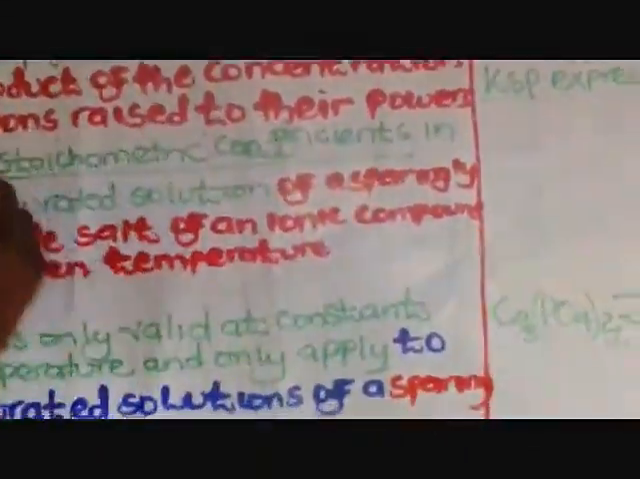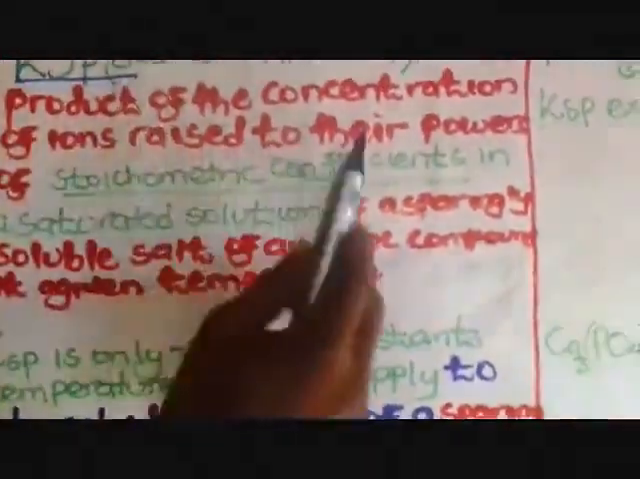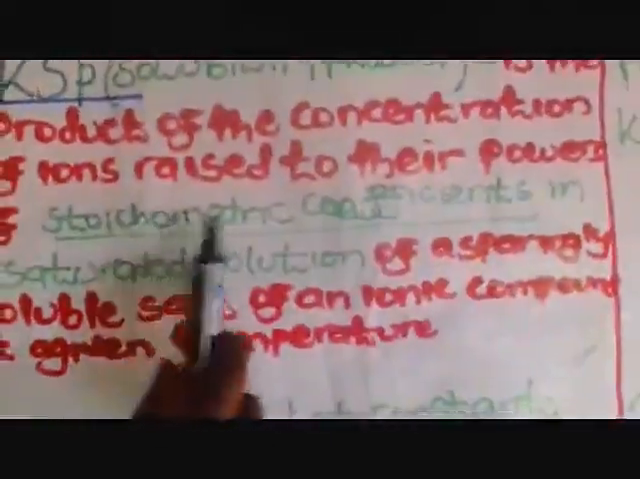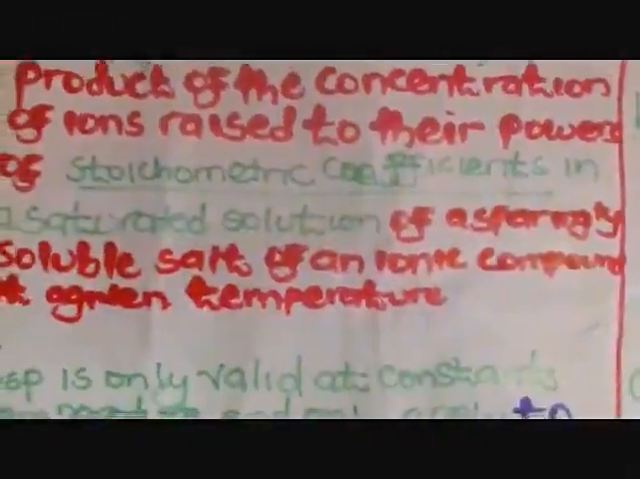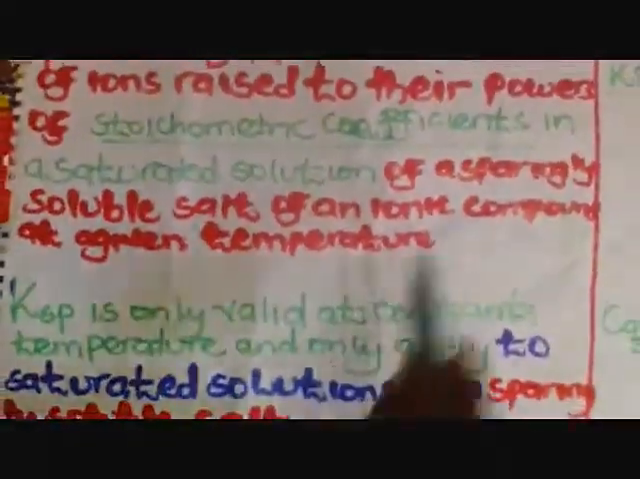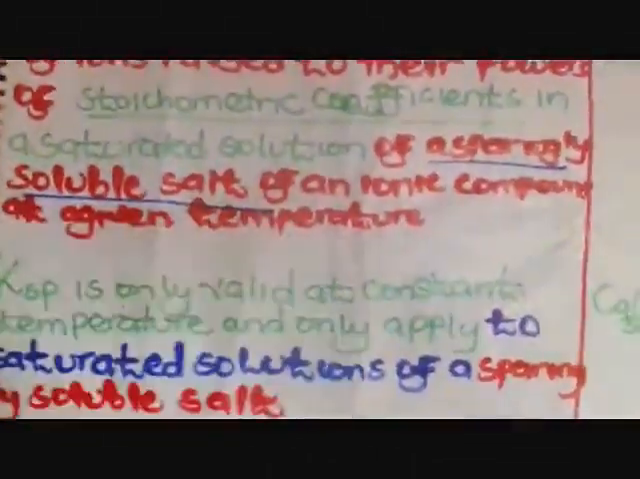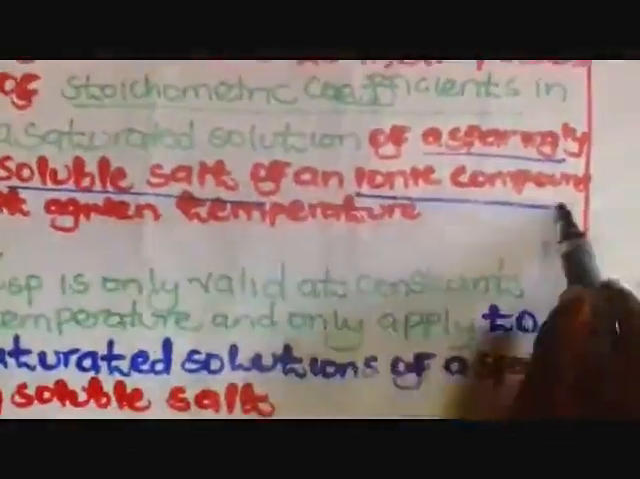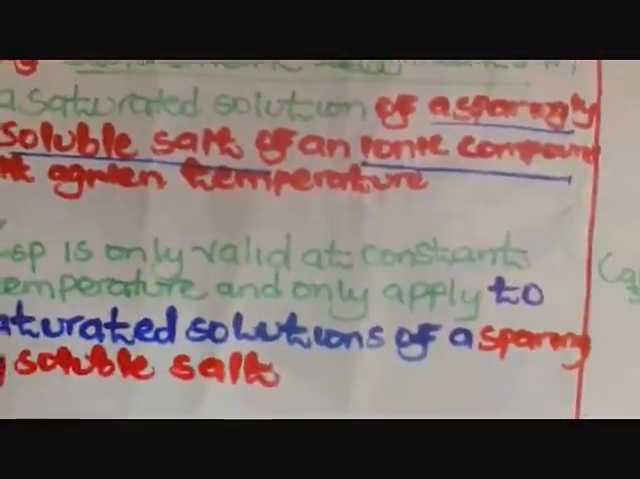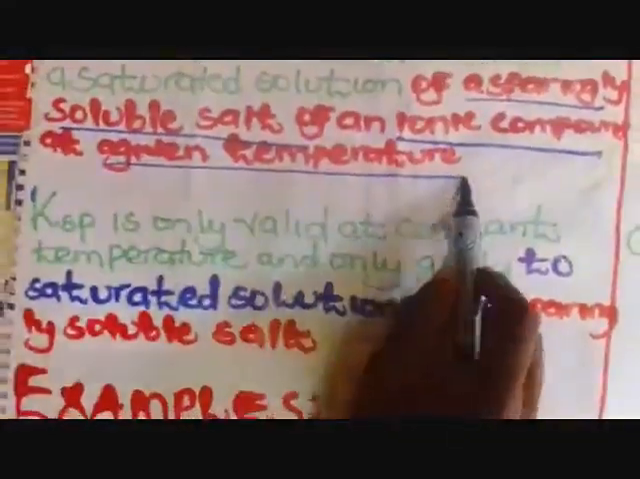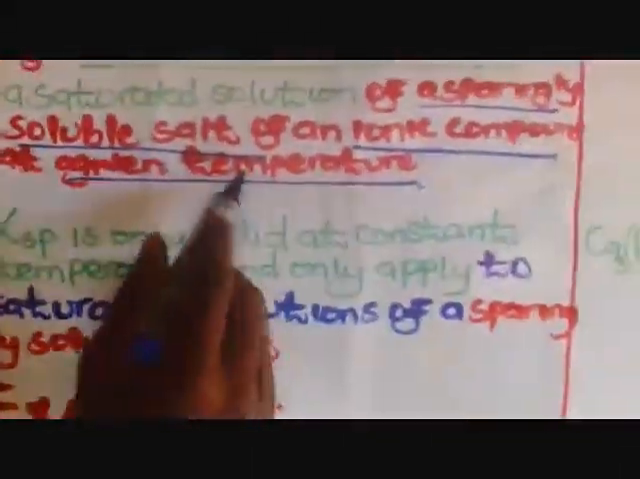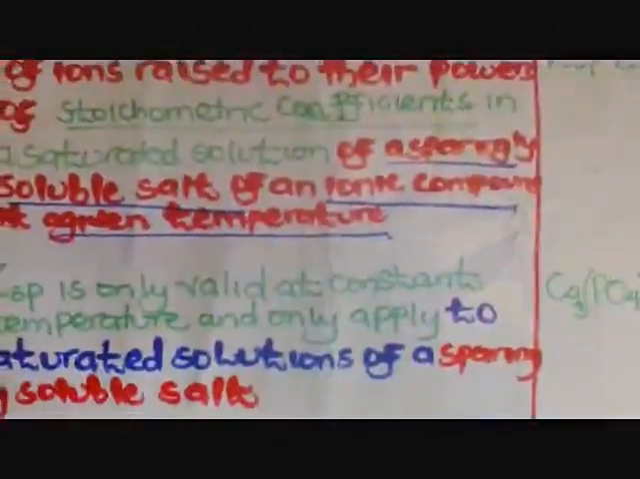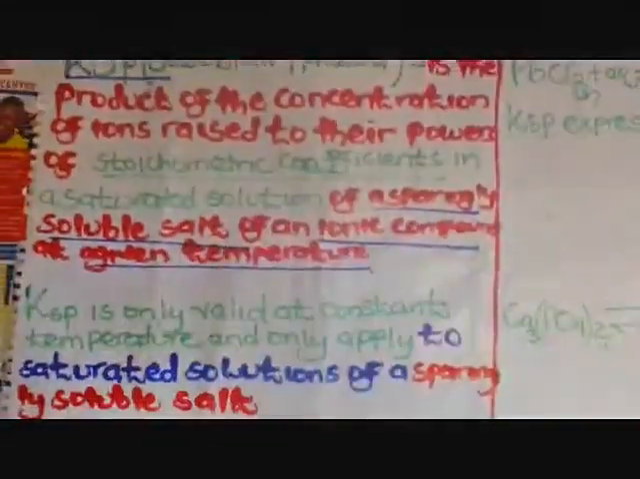So, we are going to begin by defining Ksp. You know properly that this one, as we are writing here, is the product of the concentration of the ions raised to their appropriate powers, the stoichiometric coefficients of the balanced equation, in the saturated solution of the sparingly soluble salt. This one is crucial: the sparingly soluble salt, that compound, must always be ionic. And the temperature is also important. When you are defining it, temperature must be mentioned, and then the sparingly soluble salt. Once they don't appear, the definition becomes wrong.